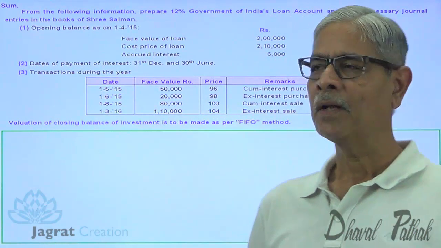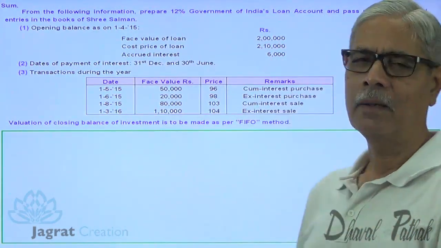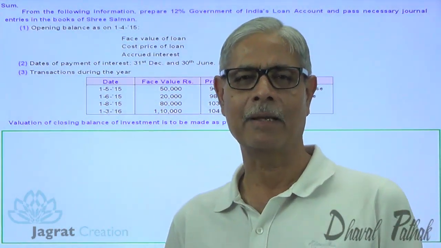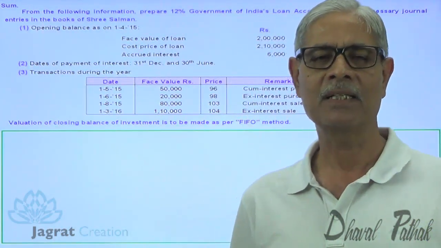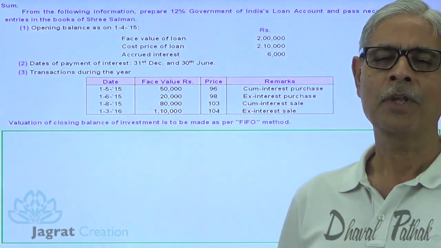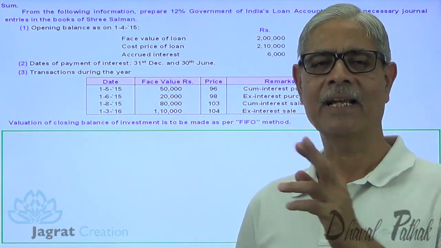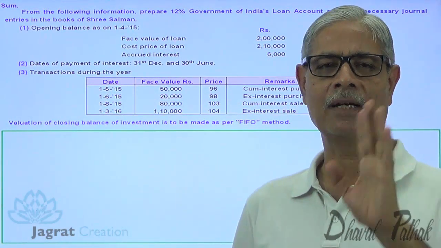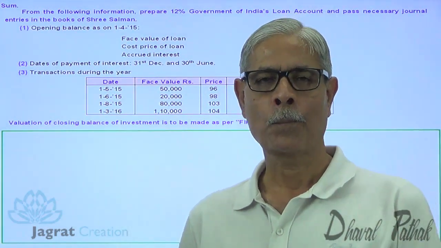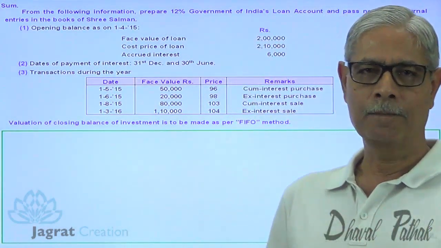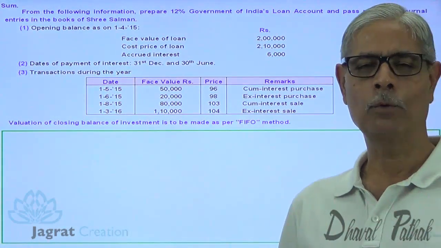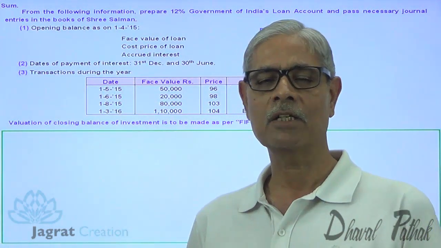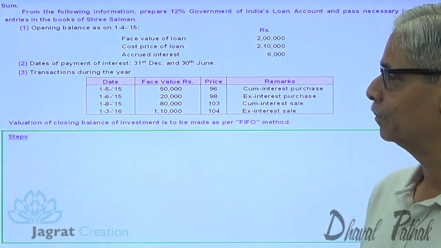Now this is cum-interest, ex-interest, FIFO, investment accounting. Purchases are debited, sales are credited. Purchases are debited to investment account at the purchase price. Sales are recorded to the investment account at the net sales value. All these concepts I have discussed. After this, I want to give you the steps for the purpose of solving the sum. Now observe the steps for solving the sum.